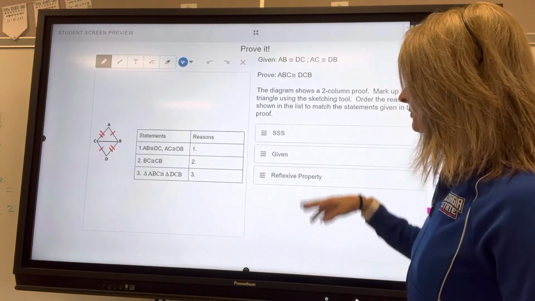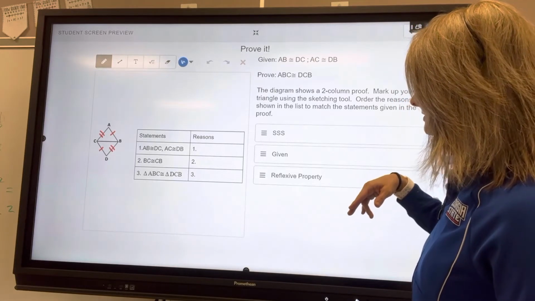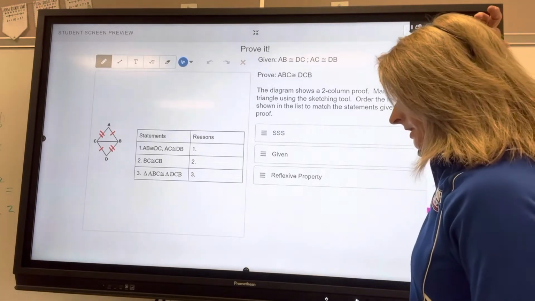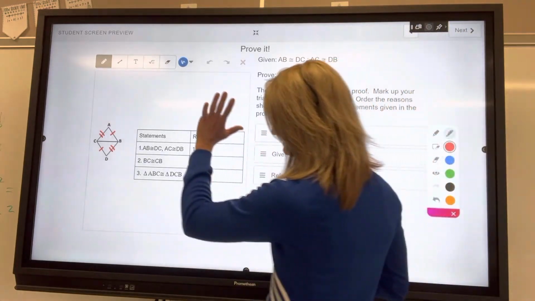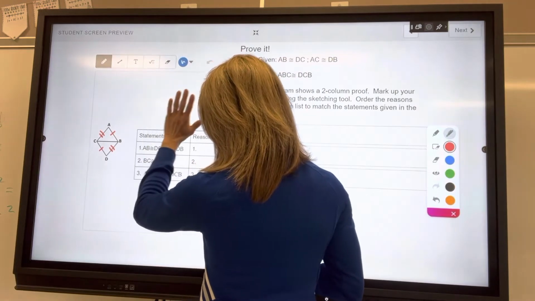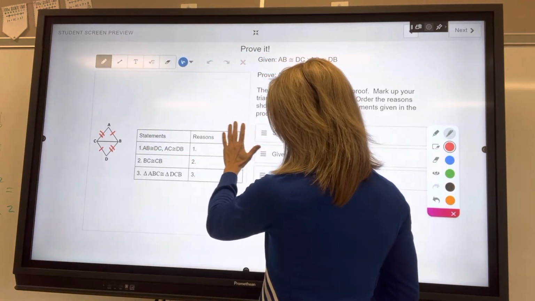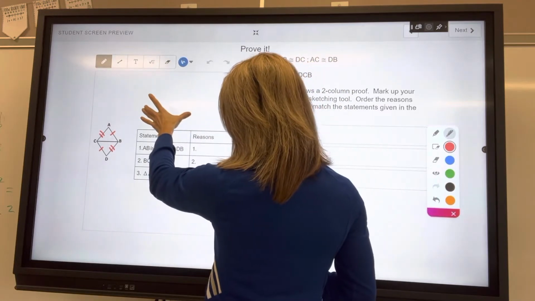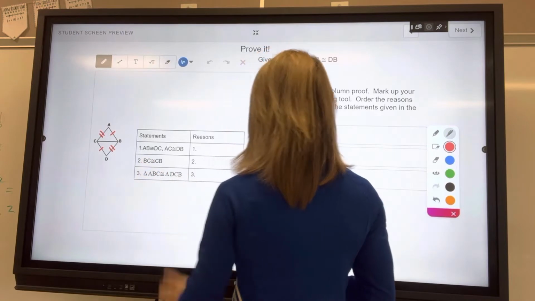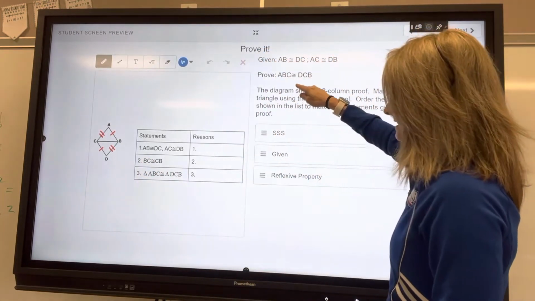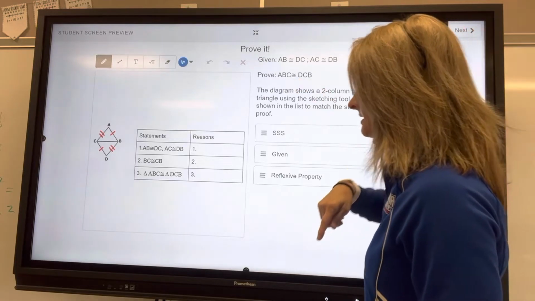Okay, so we are going to order the reasons. All right. So the way we write a 2-column proof is we have the statements, we state what's happening here and what's true. And then we say the reason that we know that on this side. And then we start with the given information, and at the end, the last one should be the one that we want to prove. This problem is asking us to prove that triangle ABC is congruent to triangle DCB.